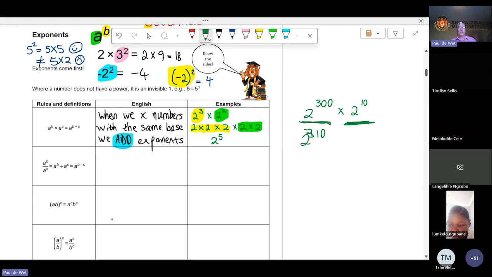Okay, so that's our very first rule. The next rule: when we divide numbers with the same base.